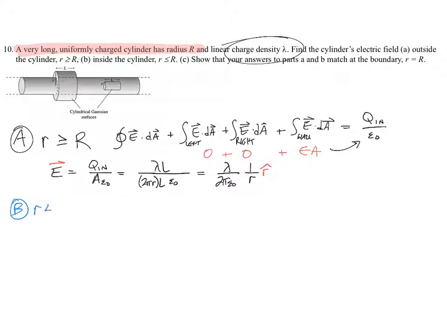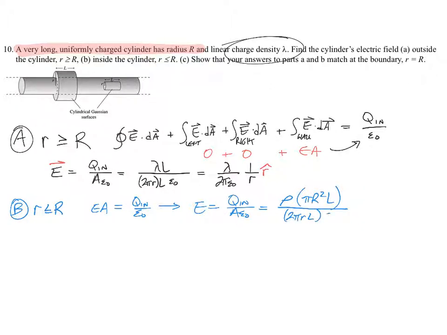So let's deal with r less than or equal to R. So once again, EA is going to be our Q inside per epsilon naught. So our electric field is Q inside per area epsilon naught. So let's bust this out. There's a lot going on here. Inside of the volume, we're dealing with a volumetric charge density, and the volume of a cylinder would be pi r squared L. The surface area is just going to be 2 pi little r L epsilon naught.